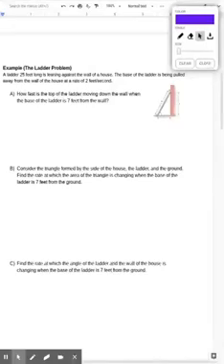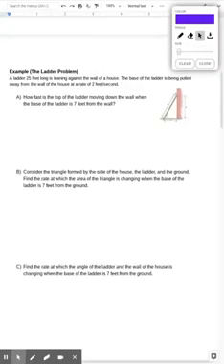And here's a ladder problem. A ladder is 25 feet long, leaning against the wall of a house. The base of the ladder is being pulled away from the wall of the house at a rate of 2 feet per second. So let's call this length x, let's call this length y, and let's call this z.